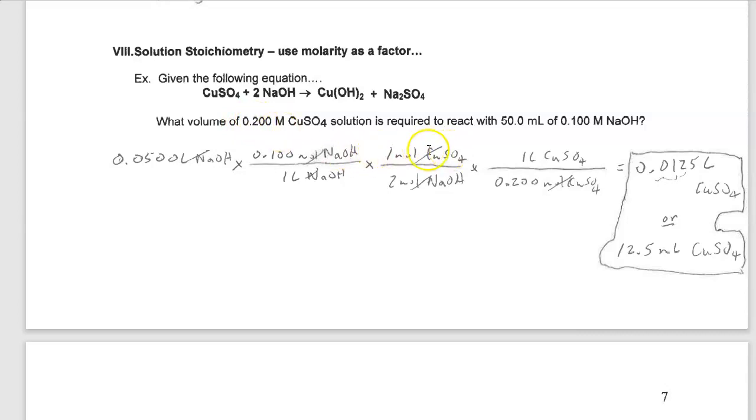So how do I get from moles of copper sulfate to liters of copper sulfate? Well, there's my molarity, see? The molarity tells me that. Okay, 0.2 molar, what does that mean? Well, it means for every 1 liter of copper sulfate solution, there are 0.2 moles of copper sulfate dissolved in it. That's what 0.2 molar means. So 1 liter of copper sulfate solution, 0.2 moles of copper sulfate.